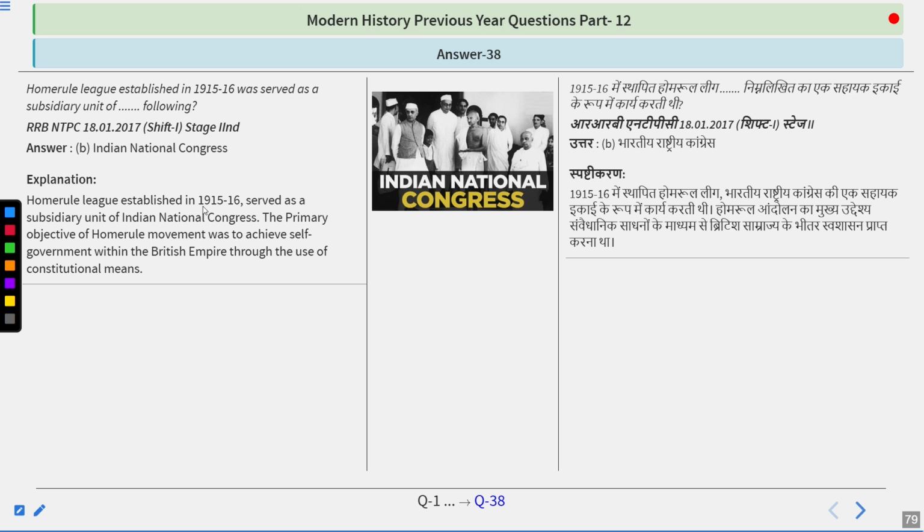Home Rule League, established in 1915 to 1916, served as a subsidiary unit of Indian National Congress. The primary objective of the Home Rule movement was to achieve self-government within the British Empire through the use of constitutional means. And for that purpose, they needed to wake the Indians up. For that purpose, Home Rule League movement was started in 1916 under the leadership of Annie Besant. Later on, it was led by Bal Gangadhar Tilak also in Bombay, and Annie Besant in the other places, and N.C. Kelkar as the secretary. So do remember, it was in 1916 that Indian Home Rule League movement was started.